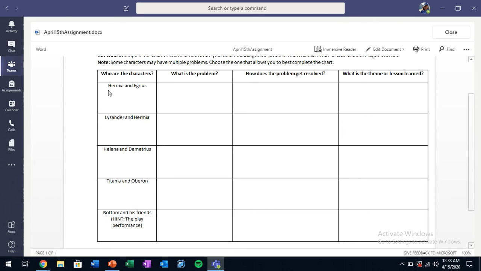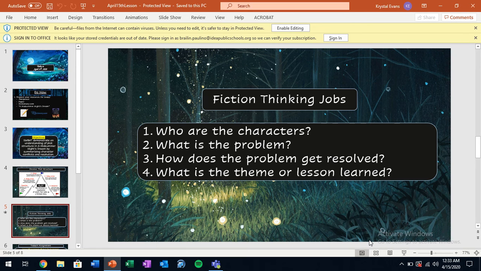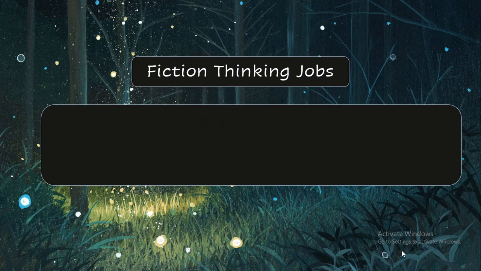So I want one piece of textual evidence on this row for Hermia and Aegeus, and one piece of textual evidence for Lysander and Hermia, anywhere on this row. Your evidence can be in the problem part, it can be in the resolution, or it can be in the theme. It does not have to be in all three, but I do need to see some. I'll show you what that looks like on this next slide. It's going to just pop up right here for you.